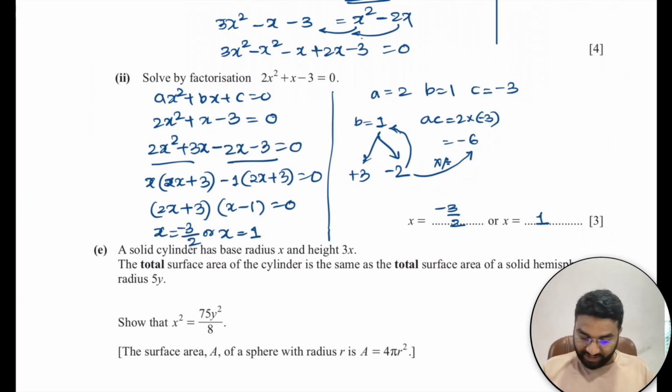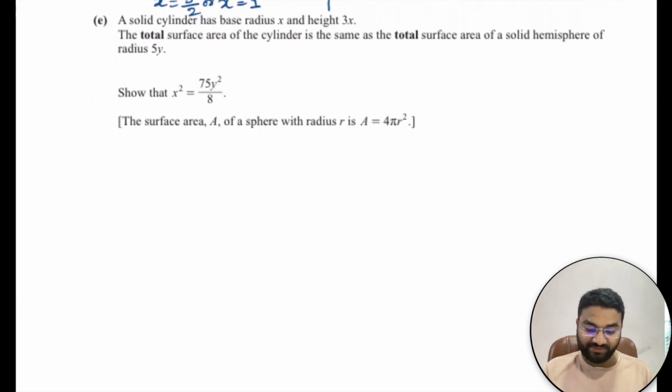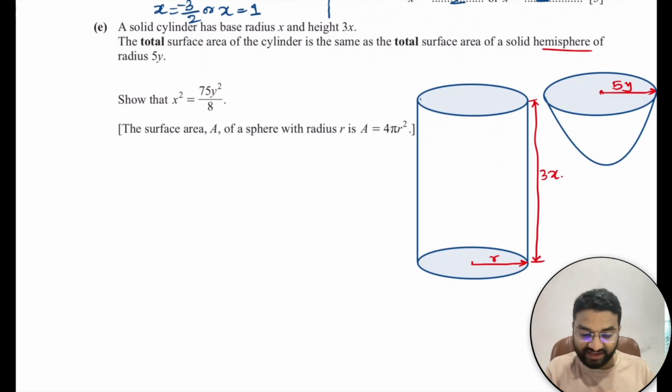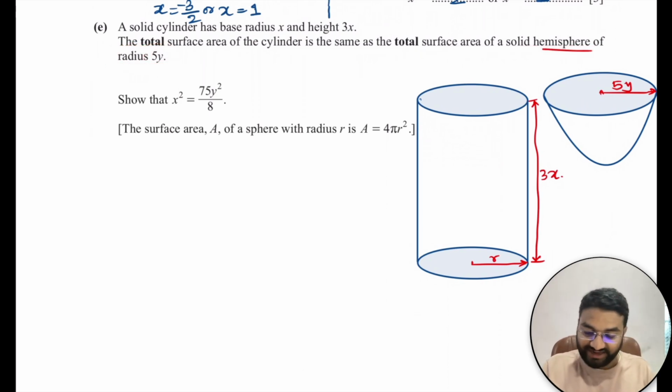That's it. I hope you understood this part completely. Okay, then the next part: a solid cylinder has a base radius r, and the height is 3x. So the total surface area of the cylinder is the same as the total surface area of the hemisphere with radius 5y. So here, firstly understand this one.